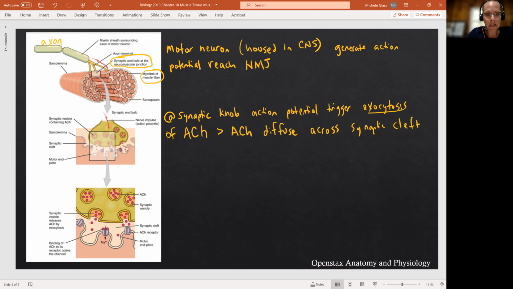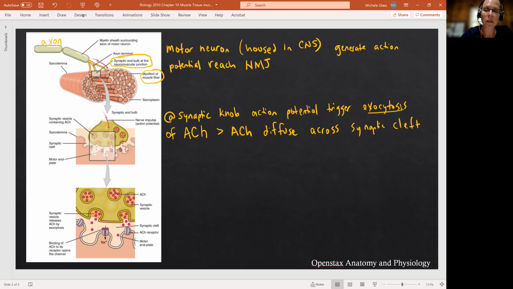And then in this next picture, we have an even more blown up view of this synapse. So again, we're seeing the synaptic knob, the enlarged end of the neuron. We see those vesicles full of acetylcholine. We see that some of those vesicles are in the process of releasing the acetylcholine. We see those red dots, that acetylcholine diffusing across the synaptic cleft. We see it binding to that protein channel.